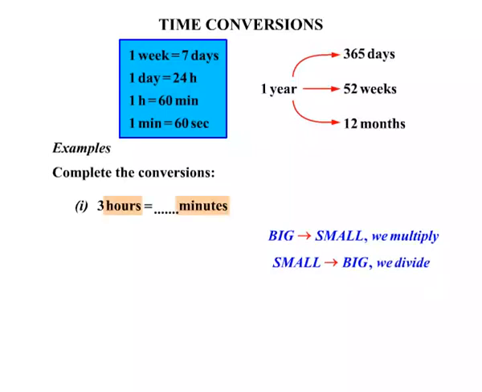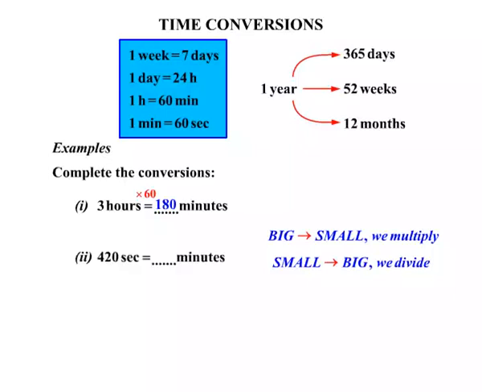So we're changing hours to minutes. The connection there is that 1 hour equals 60 minutes. So the factor we're using is 60. And because we're changing hours to minutes, that's something bigger to something smaller, we're going to multiply by that 60. So 3 times 60 is 180. So 3 hours equals 180 minutes.